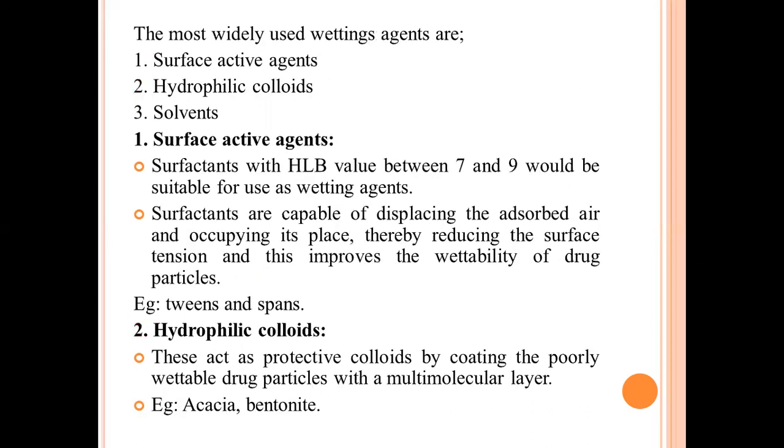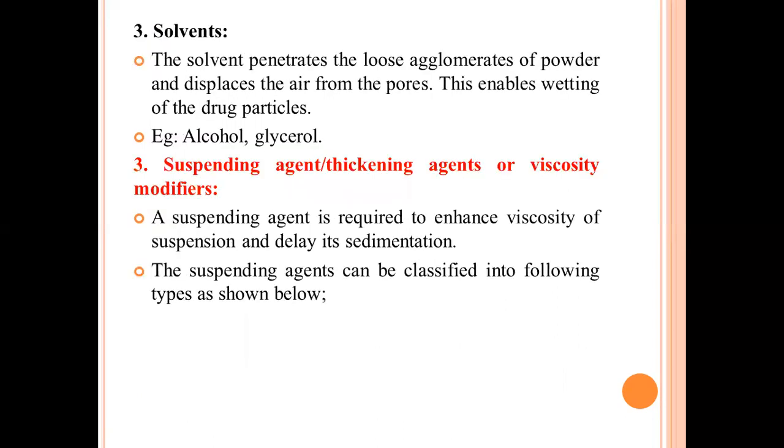Now, these are the three types of wetting agent: surface active agent, or we can call those surfactant, hydrophilic colloids, and solvent. Surface active agents are also used as wetting agent, for example Tweens and Spans. Hydrophilic colloids like acacia and bentonite. Hydrophilic means they will easily react with the water, so your drug is going to be mixed into the water at higher rate. And sometimes solvents like alcohol and glycerol are also used as a wetting agent.